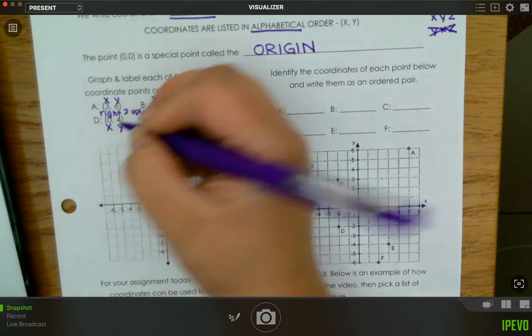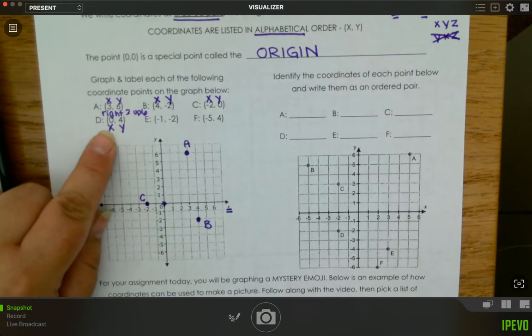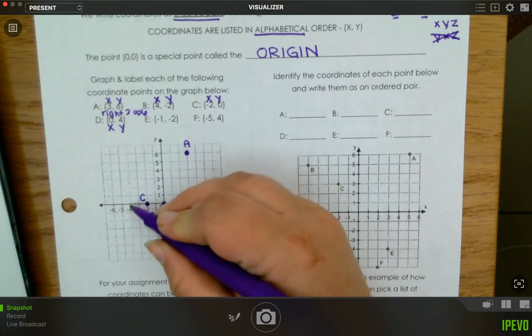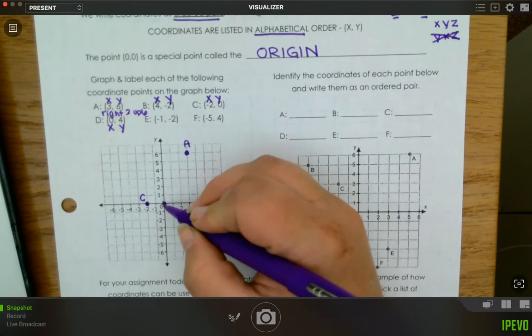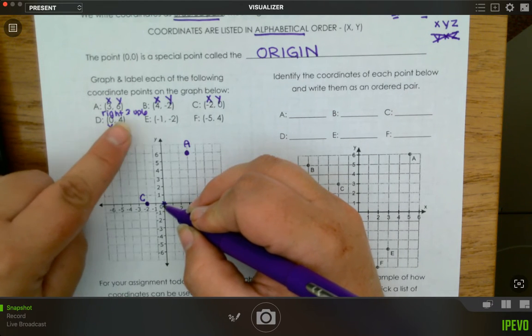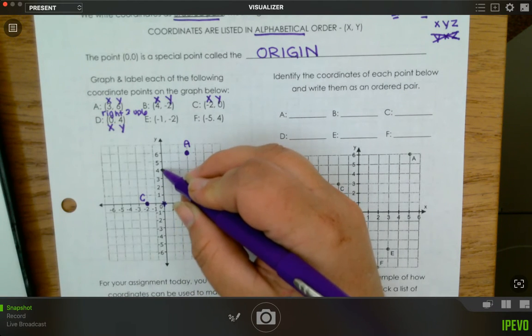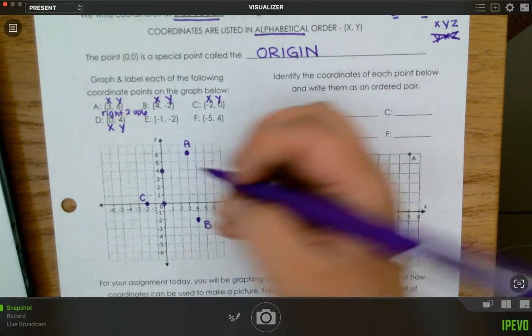D is 0, 4. X, y. So go to where x is 0. That means I don't go left to right at all, and I just stay here. But I have to go up to where y is 4. Right there.